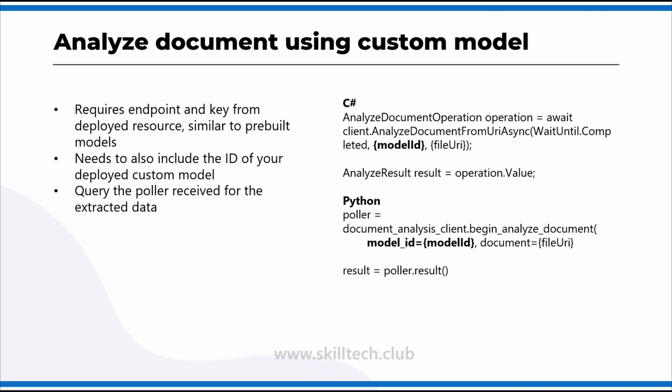Analyzing a document using a custom model is as simple as dealing with a pre-built model. You require an endpoint and the key from the deployed resources, exactly the same as pre-built. You also need to include the ID of your deployed custom model, and that unique ID tells the request that this is the model we are going to use. You have to query the poller for the extracted values, and how we do this in C# and Python is visible on the right side of the slide.